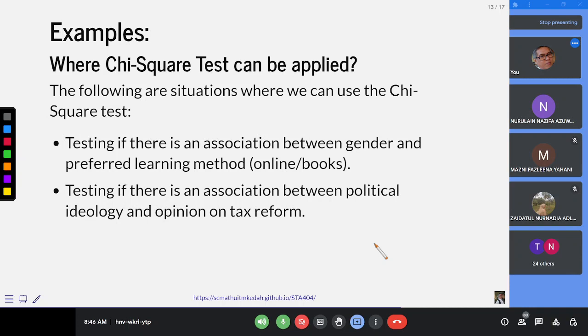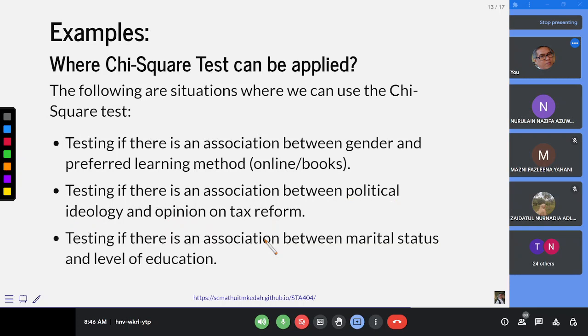Maybe also you want to look at testing if there is an association between political ideology and opinion on tax reform. So dia ada dua kat situ kan. So satu political ideology. Okay, variable yang kedua adalah opinion on tax reform. So you can also apply chi-square test because both of these are nominal. Another one, you can also look into testing if there is an association between marital status and level of education. Okay, so nak tengok kat sini. So, adakah marital status depends on the level of education or not? Are they independent of level of education or not?